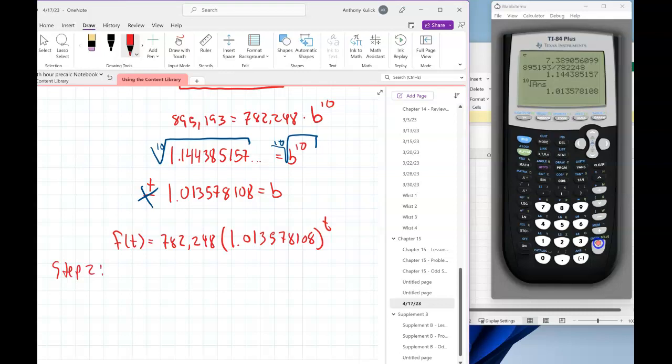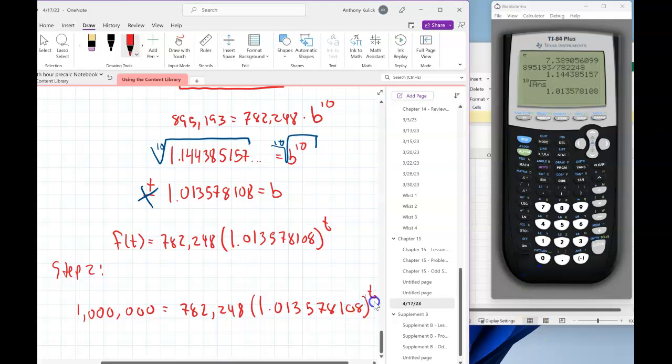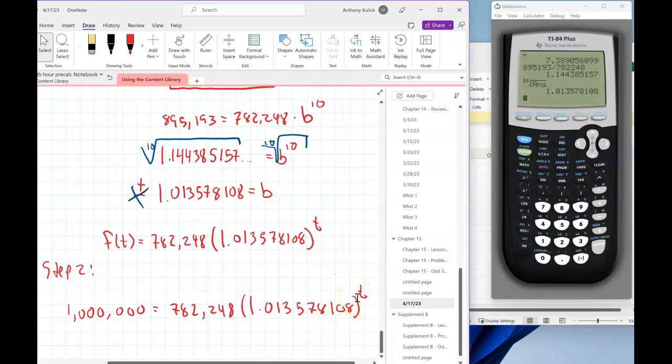In step 2 then, I want to solve that model equal to 1 million. Do we algebraically know how to do this yet? How do I get a variable out of an exponent? We don't know how to do that yet. We will by the end of this chapter, but we don't yet. What should I do instead then?